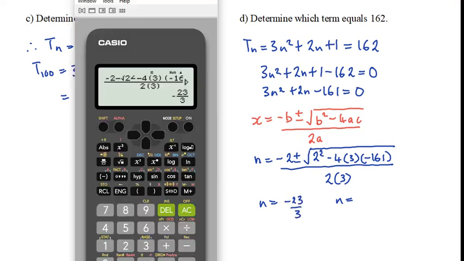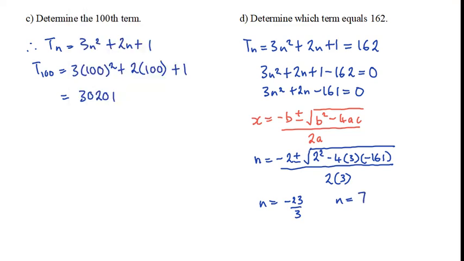Okay, let's check out the other solution. So we just come here, replace that negative with a positive, and it's 7. Okay, but now we can see that this cannot work because you can't count numbers in a negative direction. So that means this is 7. So therefore, the n is going to be equal to the 7th term. So it's the 7th term that is going to give us 162.